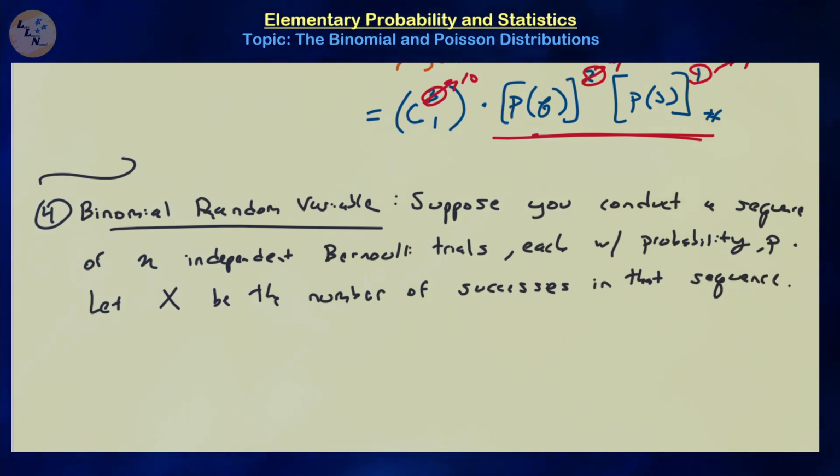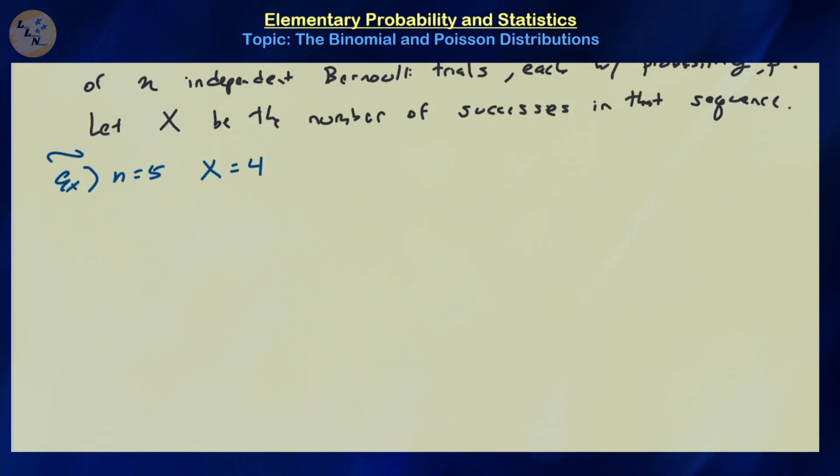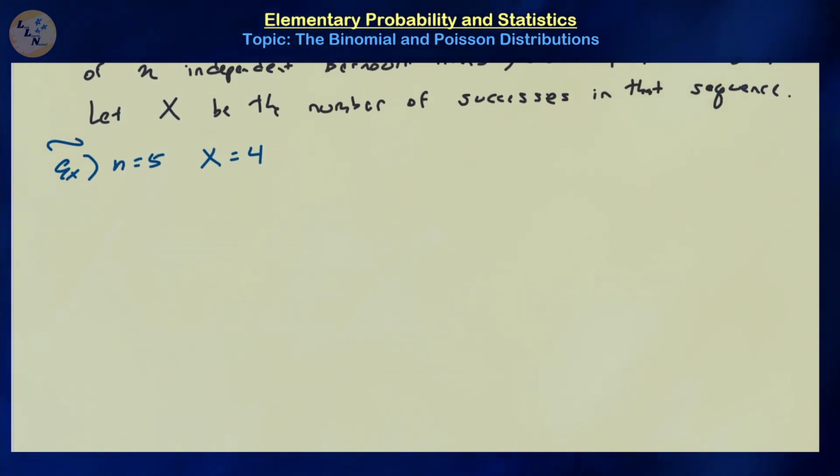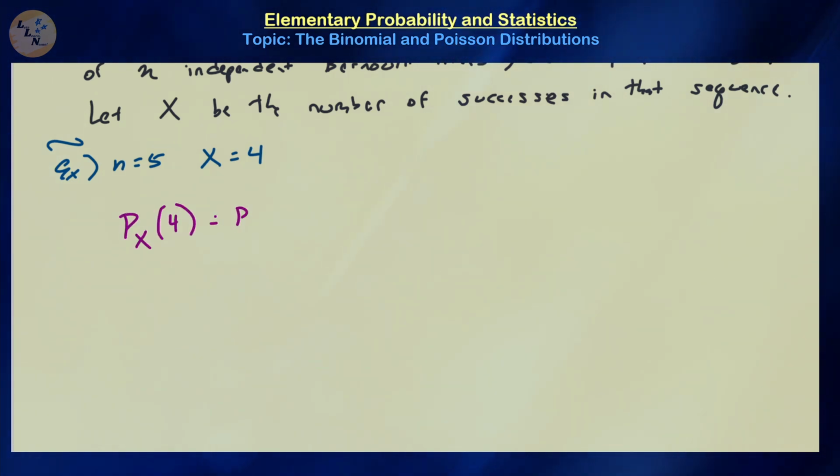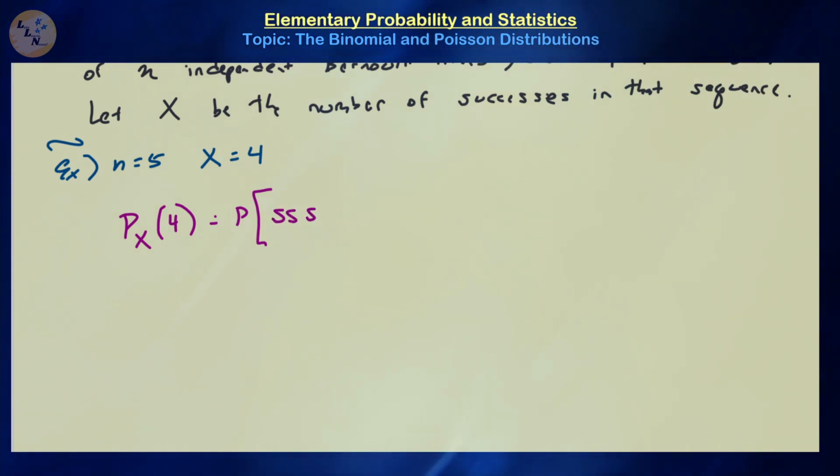Right? So let's look at just a quick example. Suppose we let n be equal to 5, and let's find the probability that x is equal to 4. So what would that look like if we didn't have a little shortcut formula to go by? The probability that x is equal to 4 is going to be equal to the probability of success, success, success, failure, success. So that's 1.